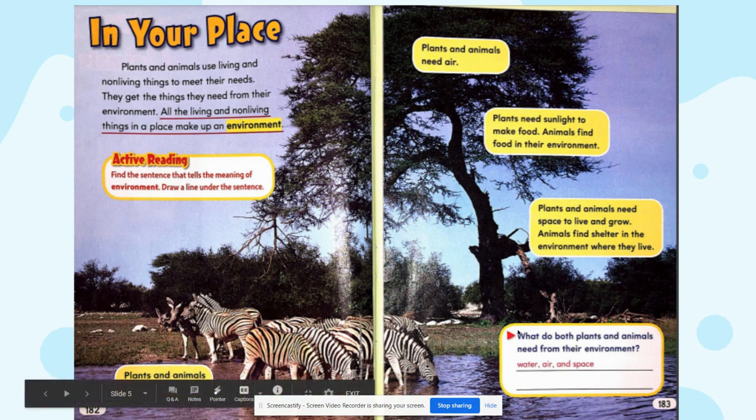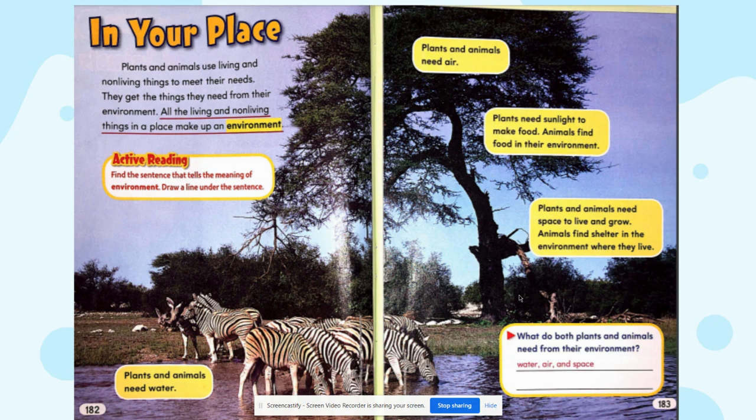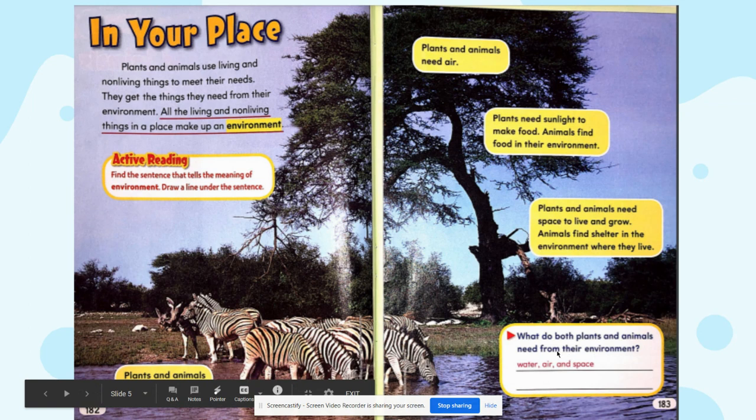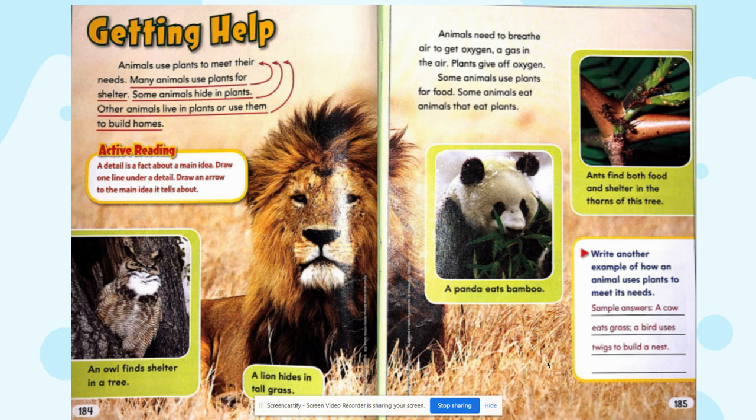Now let's see, by looking at the last box, this white box, it says, what do both plants and animals need from their environment? And we talked about that, right? We mentioned that. So we said that water, air, and space are just one of the things that animals and plants can find in their environment, right? So, water, air, and space, those are the things that both plants and animals can find in their environment. And I want you guys to write those three words on page 183. There you go. I'm going to the next page.